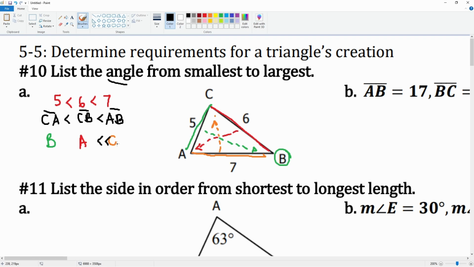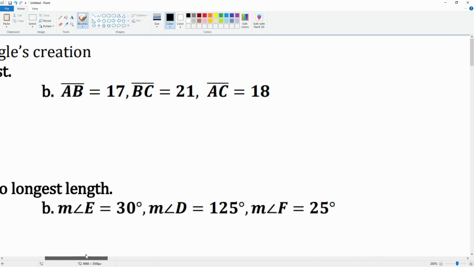And the less than symbols, okay? So angle B is less than angle A, which is less than angle C. That's in its correct order, okay? Here for B, they already put it in sort of order for you. Let's just rewrite it, okay? So 17 is the smallest, less than 18, which is going to be less than 21.